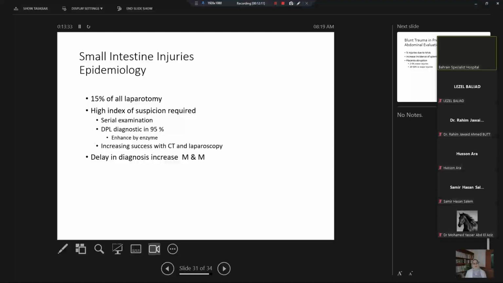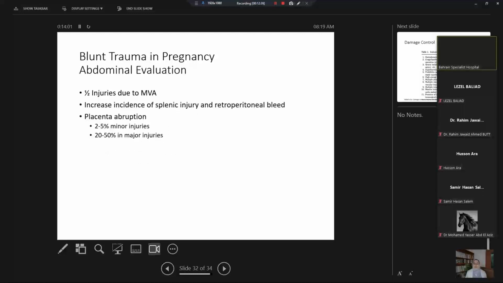We may have also small intestine injuries. Those are 15% of all laparotomy cases. We need to have high index of suspicion in order to recognize the small intestine injuries. We need to do serial examination. DPL is usually diagnostic in 95%, and we have increasing success with CT and laparoscopy. The delay in diagnosis sadly increases morbidity and mortality.